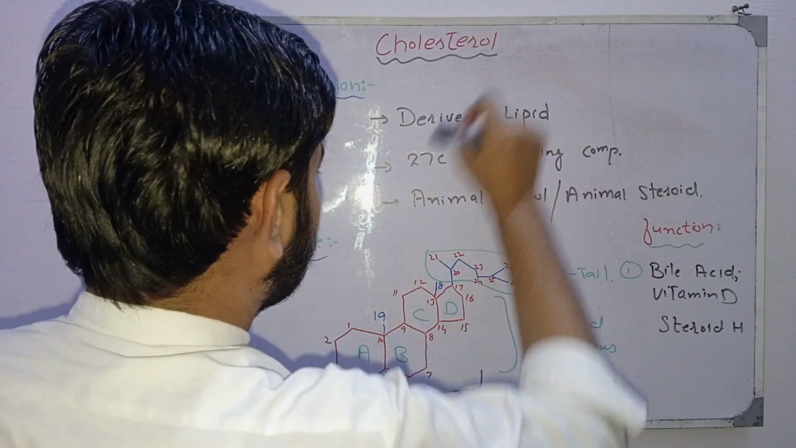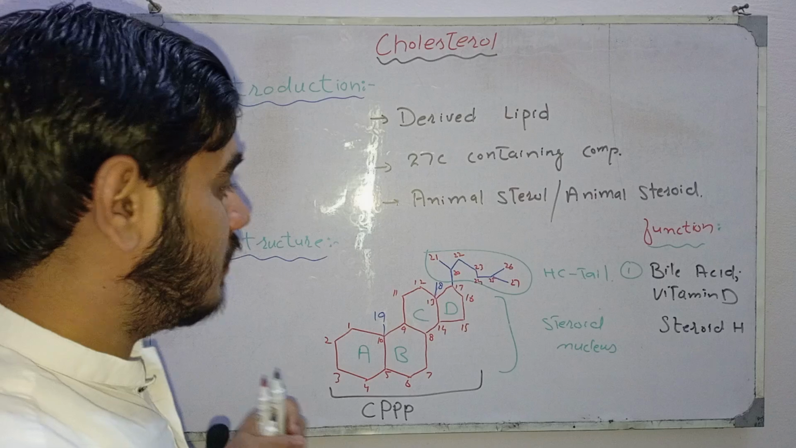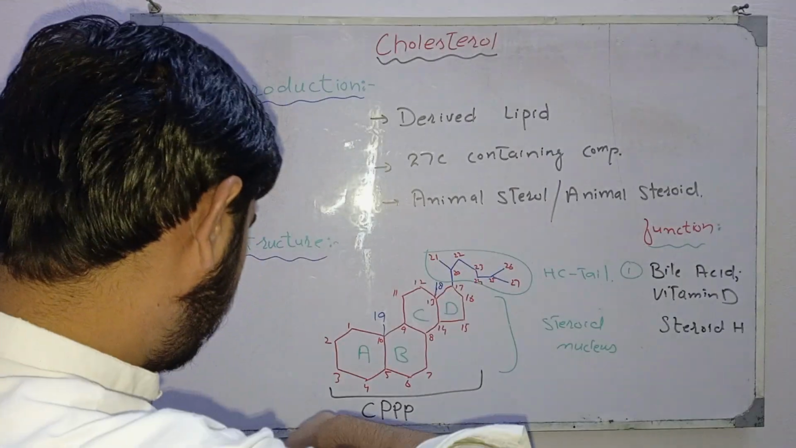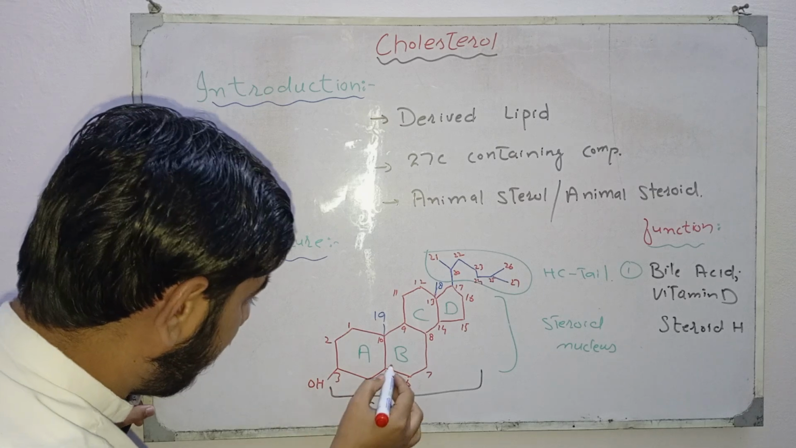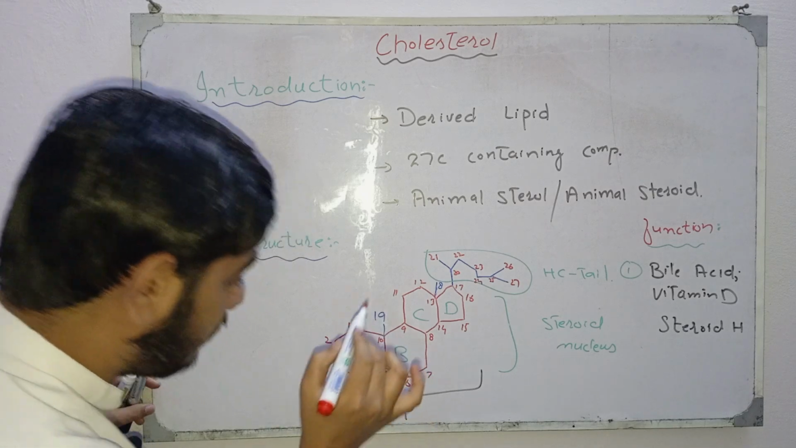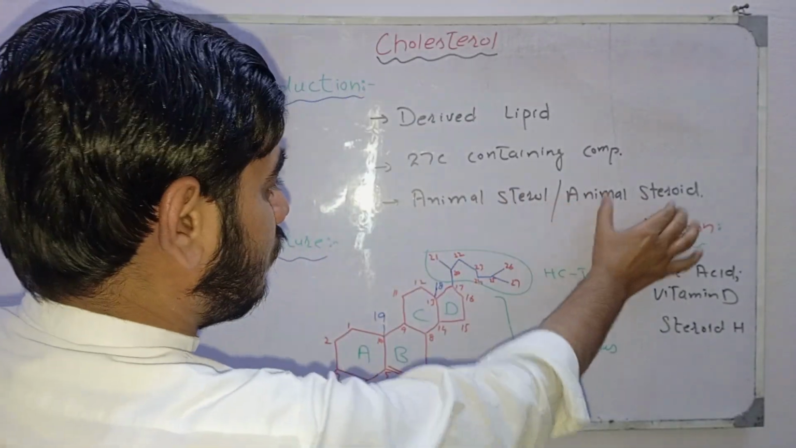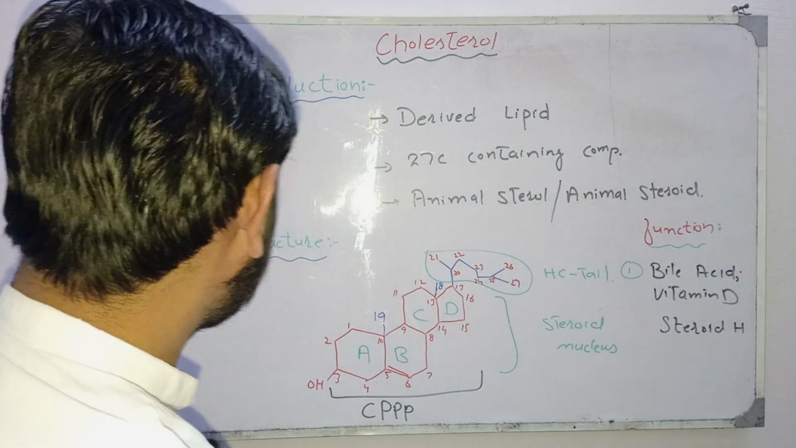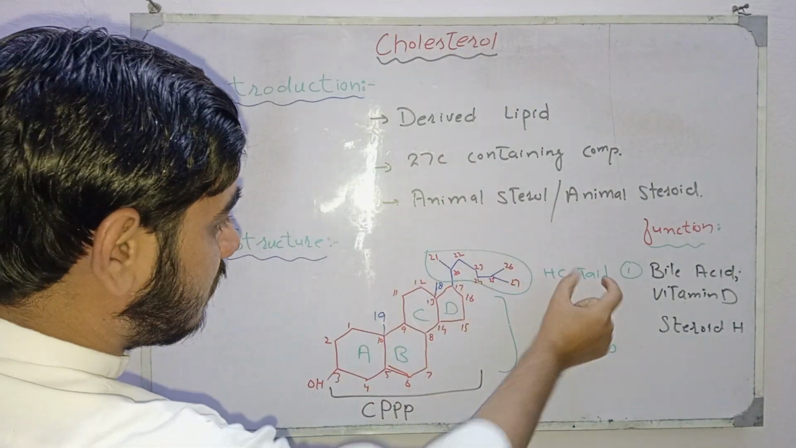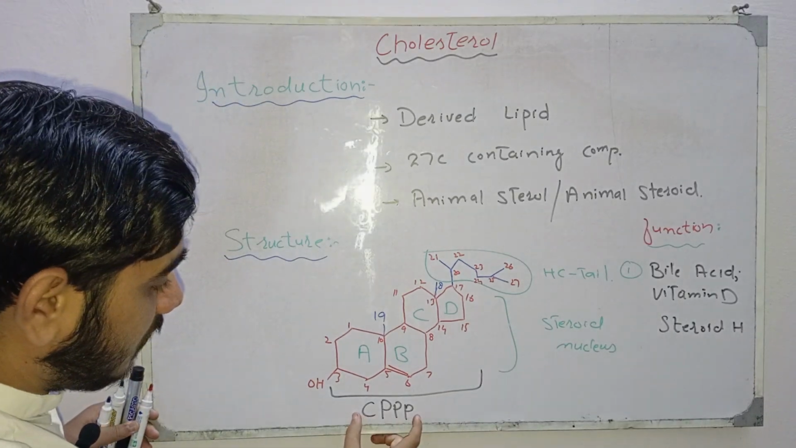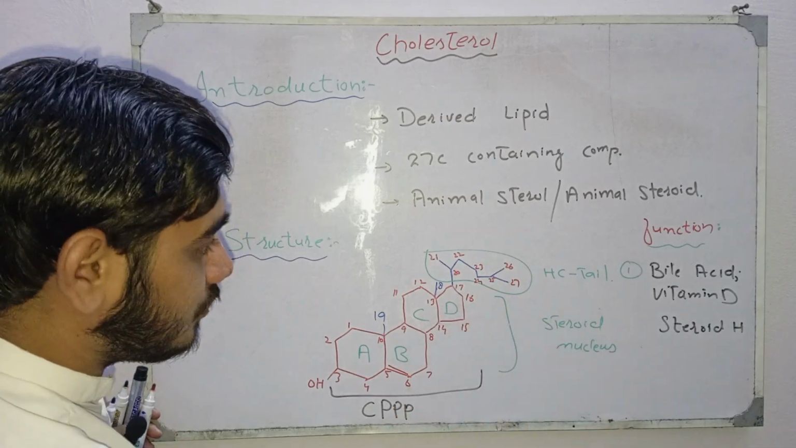Cholesterol is a derived lipid, a 27 carbon containing compound, and it contains a hydroxyl group at the third carbon, and there is a double bond between the fifth and sixth carbon, and it is also called animal sterol or animal steroid. This is the structure of cholesterol. Here is a hydrocarbon tail, and this is the cyclopentanoperhydrophenanthrene ring. This is called a steroid nucleus.